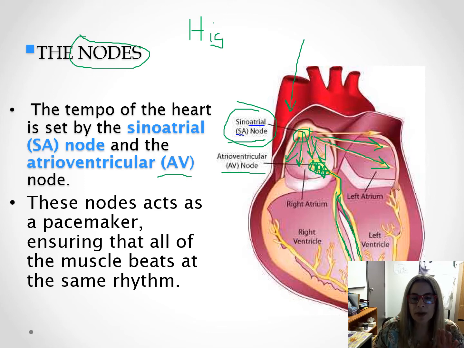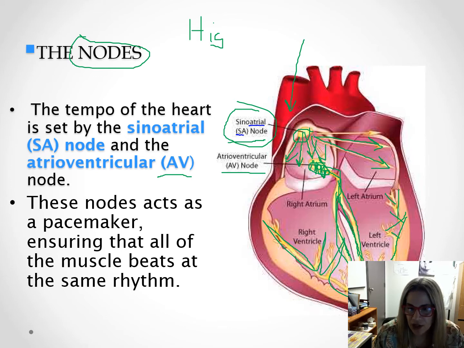And of course, the whole purpose of the bundle of His is that it's connected to that AV node. So the whole purpose is to get that impulse from that AV node down the middle of the heart, so it can then be spread along the ventricles. The other thing you'll notice is that there are these other nerves along the side of each of the ventricles, and those are called the Purkinje fibers. And once the impulse has been transmitted from the bundle of His in the septum to the Purkinje fibers that line the ventricles, then we have ventricular contraction, okay?